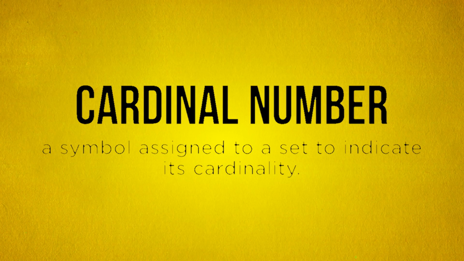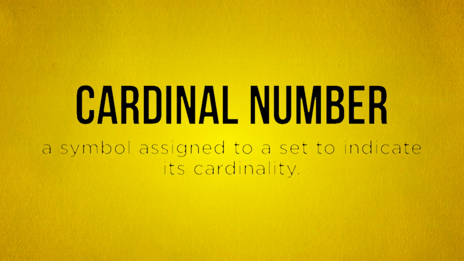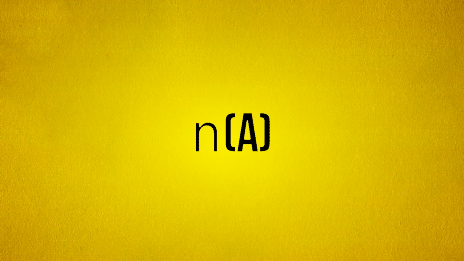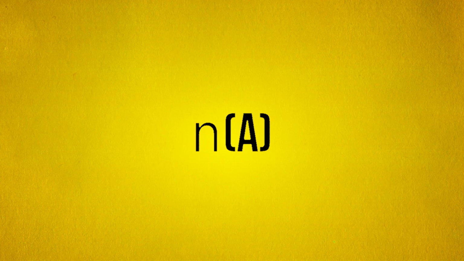The cardinality of the set of natural numbers. Going back to the definition of cardinality, it is used to represent the number of elements in a set. On the other hand, a cardinal number is a symbol assigned to a set to indicate its cardinality. But how do we measure a set's cardinality if there are an infinite number of elements?